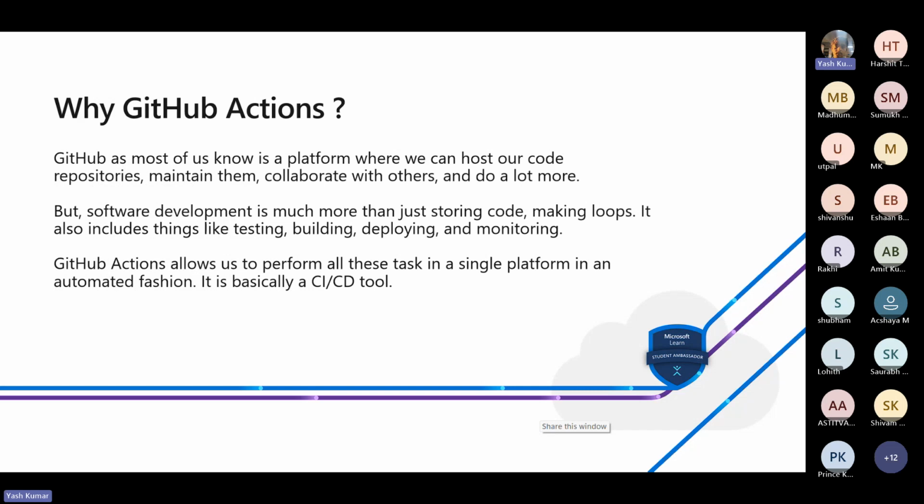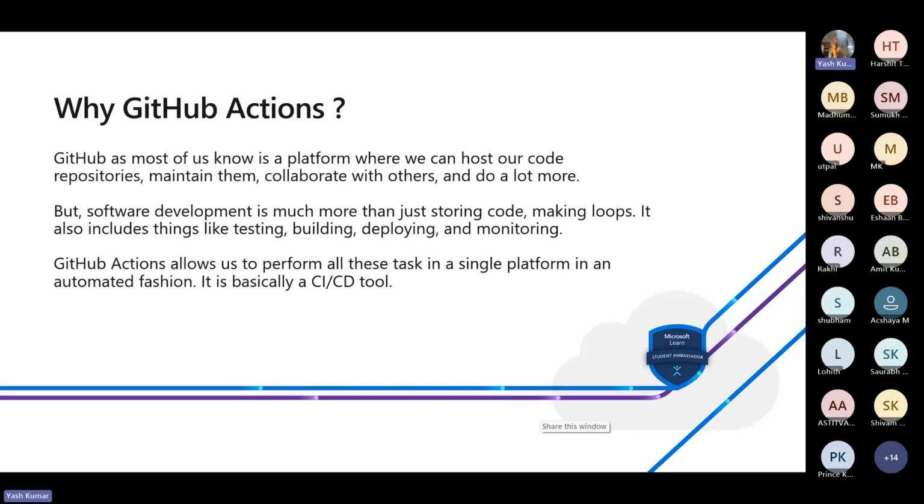So first of all, what is GitHub? GitHub, as most of us know, is a code sharing and collaboration platform where you can create repositories. Repositories are just like folders where you can save your code, and then there can be branches and deployments and everything. So GitHub is a centralized platform that provides us with all these functionalities. But software development is much more than just storing code and declaring functions and executing that code. So what GitHub Actions allows us is automation.